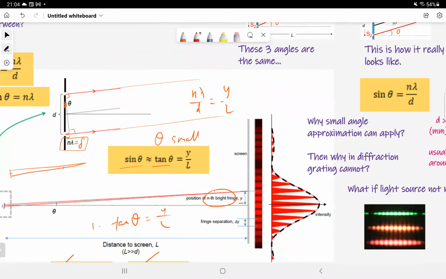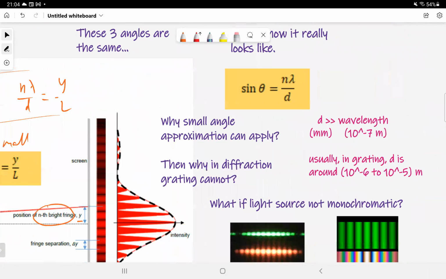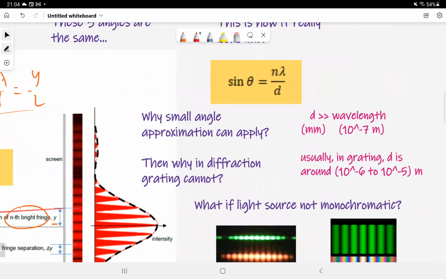Now, we'll explain why we use the small angle approximation. There's a practical reason. You look at the triangle drawn at the slit, we have this relationship: sine theta equals n lambda over d. This d here is typically around 10 to the power of minus 3 meter. Lambda, for visible light, is 4 to 7 times 10 to the power of minus 7 meter.